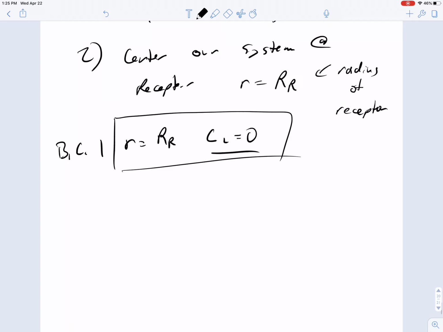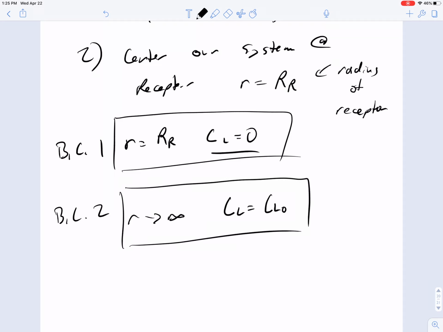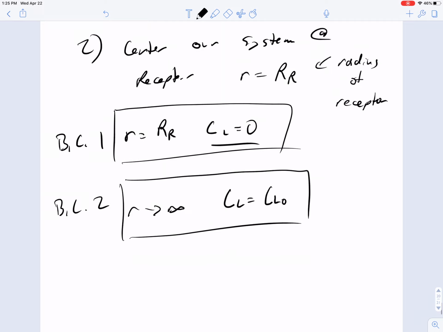And then a long way, let's say a very long way from the receptor, let's say the radius away from the receptor approaches infinity, C_L is going to be equal to C_L0. This is just some bulk concentration. This is the concentration that you would use in your simulation of a reaction between a ligand and receptor.